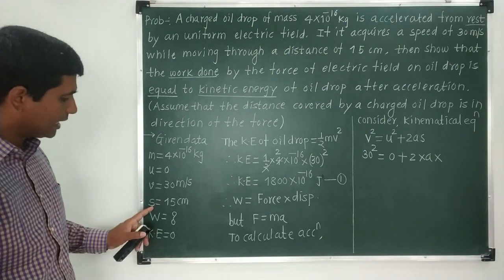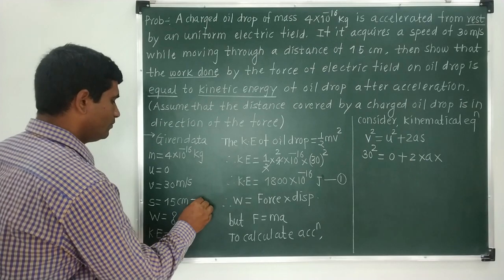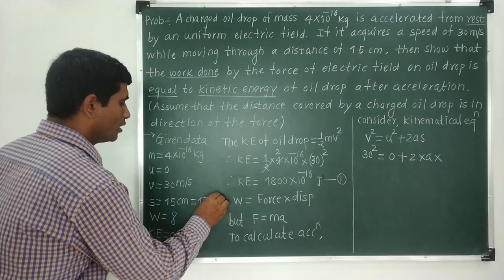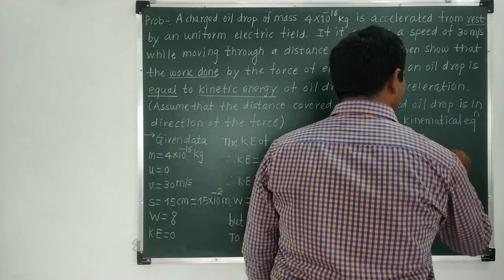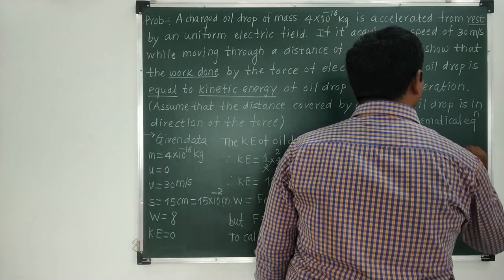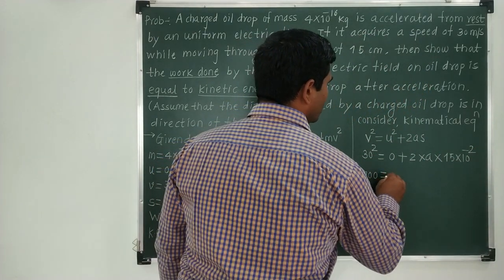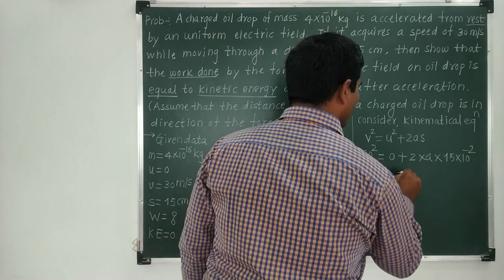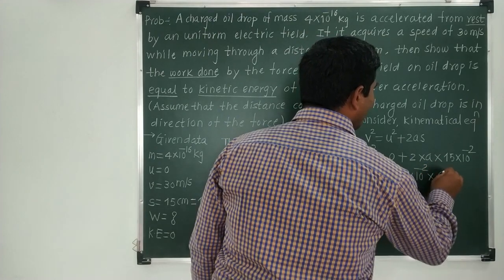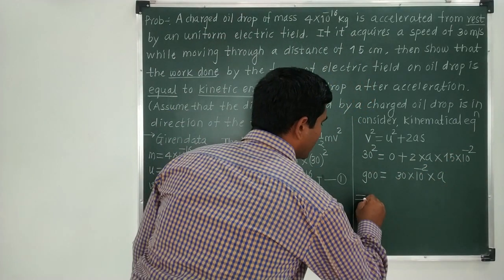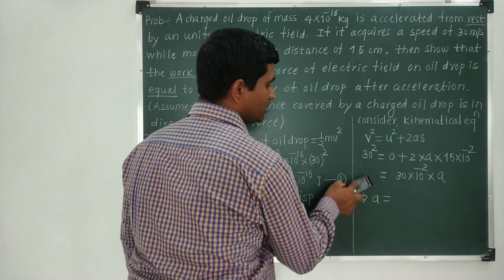But remember one thing, the s is given in terms of centimeters, so you have to convert it into meters. So this will be 15 into 10 raised to minus 2 meters. Okay, so 30 square will be 900. This is equal to 2 into 15, which is 30, into 10 raised to minus 2 into a. So from this one I can rewrite acceleration is equal to, or even you can simplify this in this fashion.